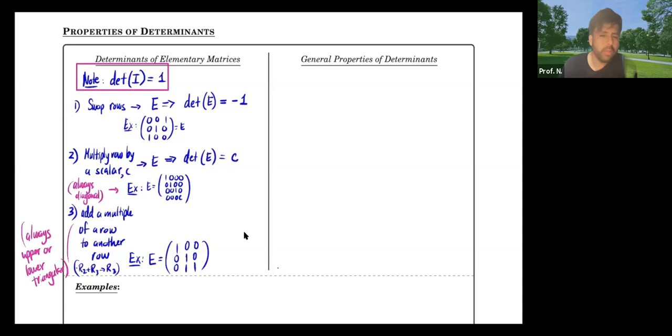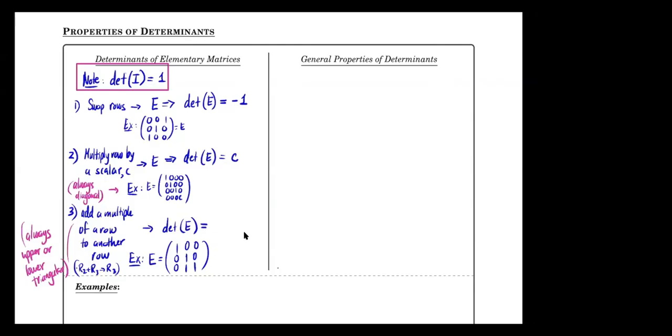But wait, what do we know about triangular matrices? The determinants are always what? The product of the diagonals. But what's 1 times 1 times 1? It's 1.